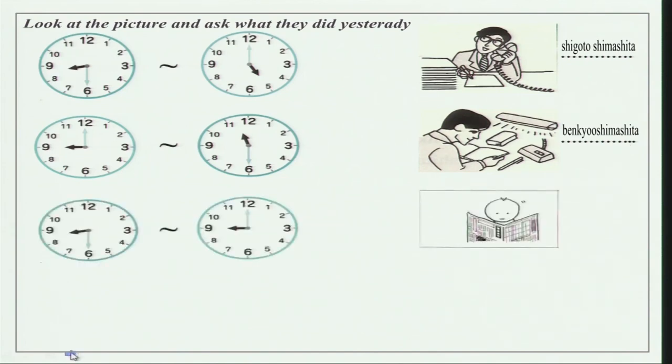There's one more for you. 8 ji han kara 9 ji made nani wo shimashita ka? So, you can give this person over here a name. It could be Tanaka-san or Maekawa-san or any other name that you want to put. So, Rao-san wa 8 ji han kara 9 ji made nani wo shimashita ka? Well, what is it? Tell me quickly. Shimbun o yomimashita.